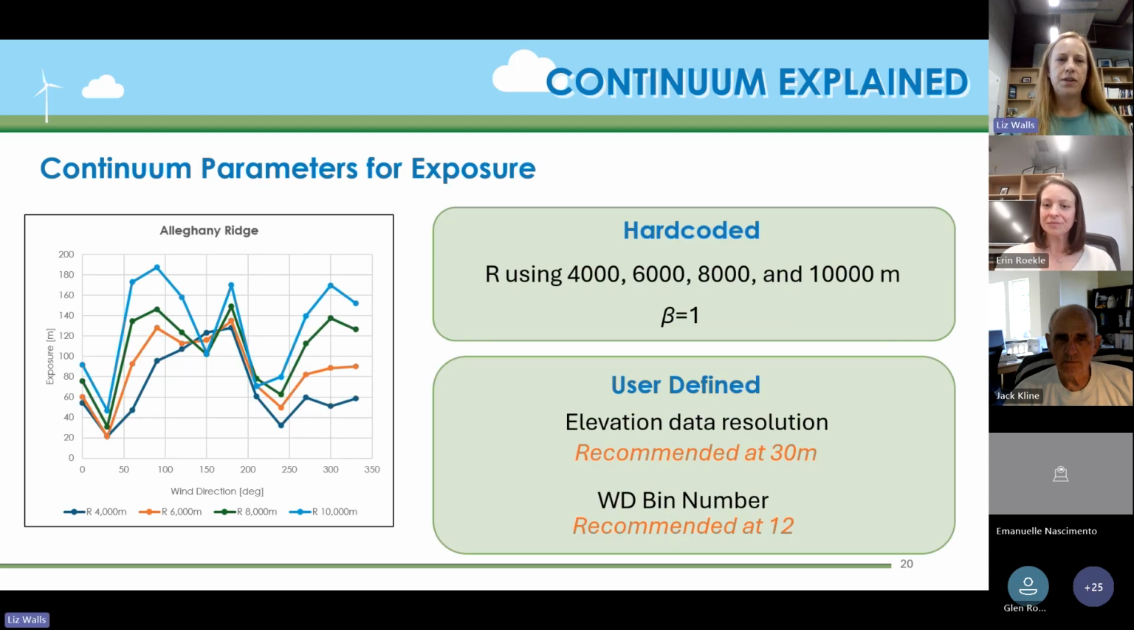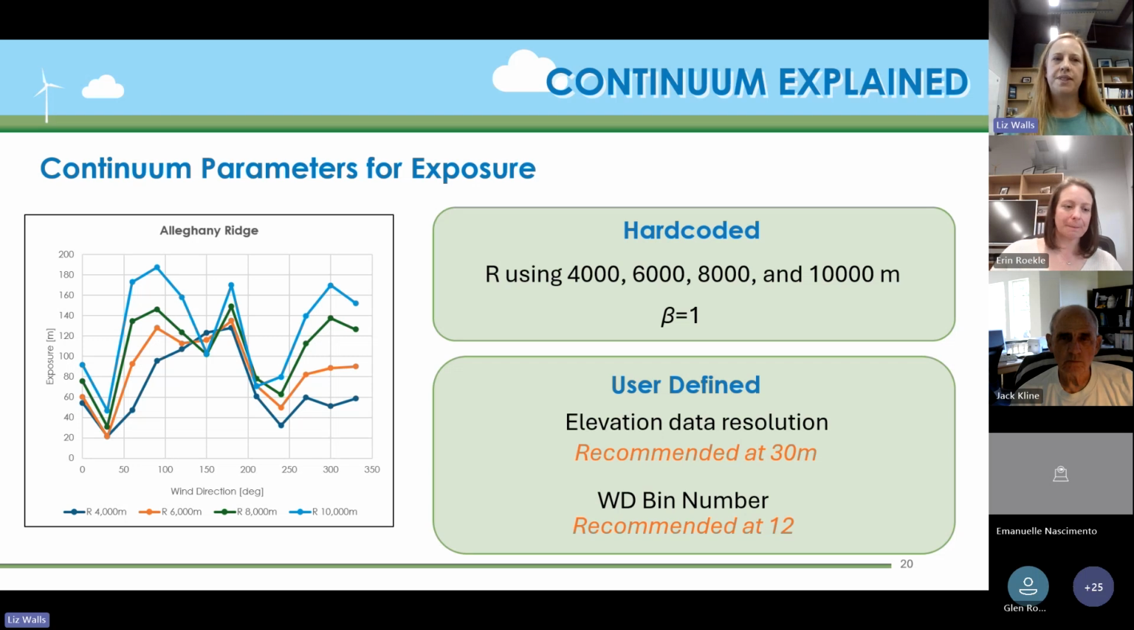Okay, so now let's talk a little bit more about the parameters that we explored in the sensitivity and what settings are in Continuum that are hard-coded, parameters that cannot be changed by the user, and we'll talk about the parameters that can be modified by the user that are user-defined. So first of all, as I mentioned, we have these 4 separate models, and that is hard-coded. That's not something that a user can change. That is something that is in the software. Well, I should say, if you download the source code, you can change it yourself. But if you're using the compiled version, the executable, then those are the radii that are used.